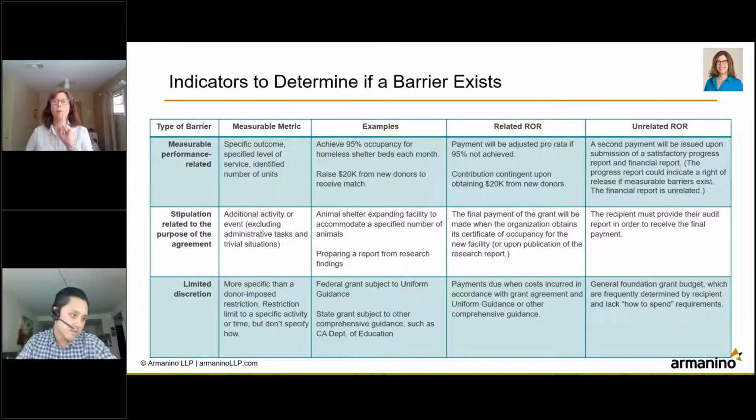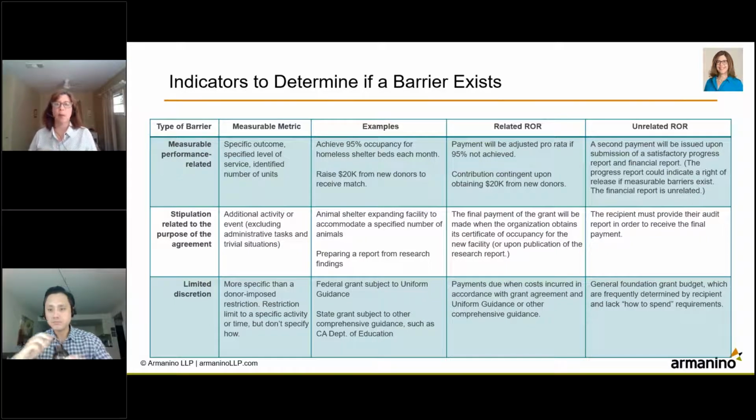Okay, great. Before we head to the polling question, I'm sorry, there was one more thing I wanted to go back to, measurable performance related barriers. Like I said, these are kind of easier to understand. It's laying out numbers, typically units of service, specified level of service, that sort of thing.